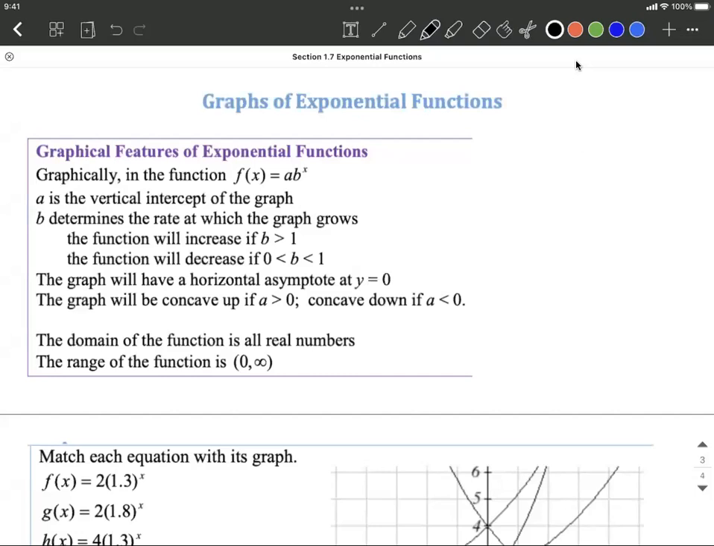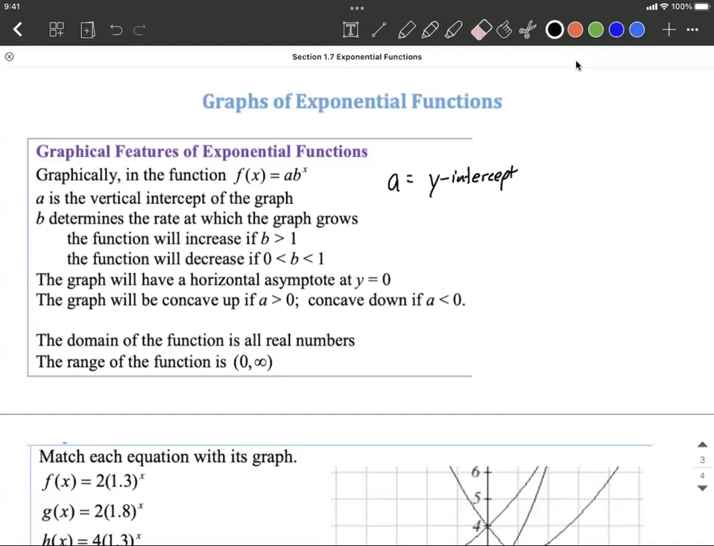We've already kind of mentioned a little bit with this, but if we're taking a look at an exponential function that looks like this, a times b to the x power. A is going to be, we said in our word problems, our starting amount or our initial amount. On the graph, what that's going to correspond to is the vertical intercept, or you can think of that as A is the y-intercept.